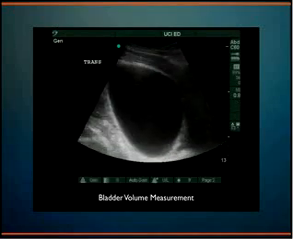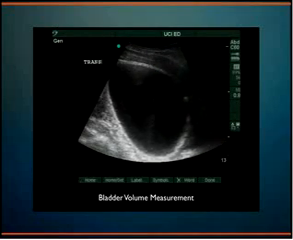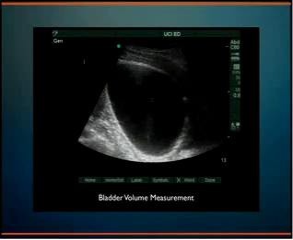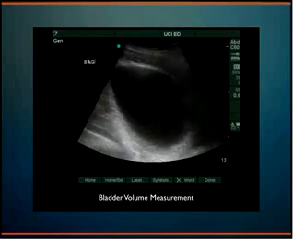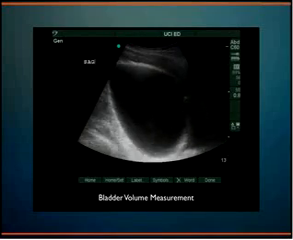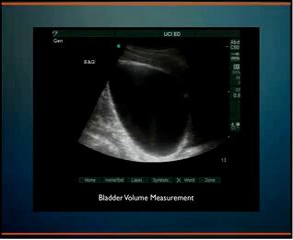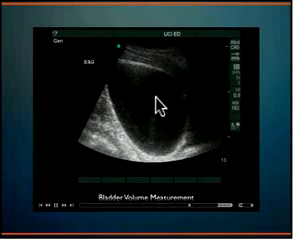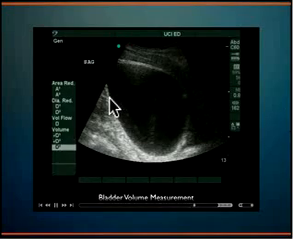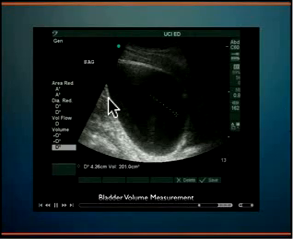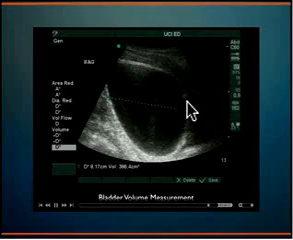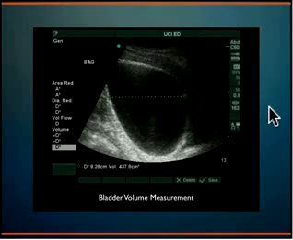Then we unfreeze the machine and aim the indicator towards the patient's head into a sagittal plane, and now we're going to measure the length of the bladder. At the location where we see the longest possible length of the bladder, we measure from the superior aspect of the bladder over to the inferior aspect of the bladder. That is the length of the bladder, and that will give us, in this case, 437.8 cubic centimeters of bladder volume.